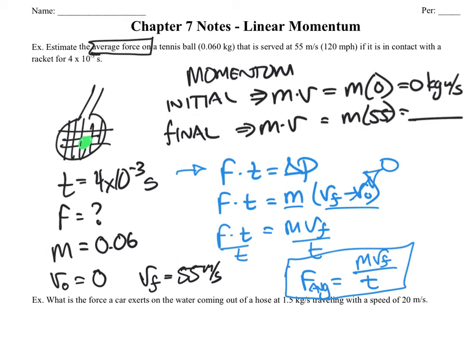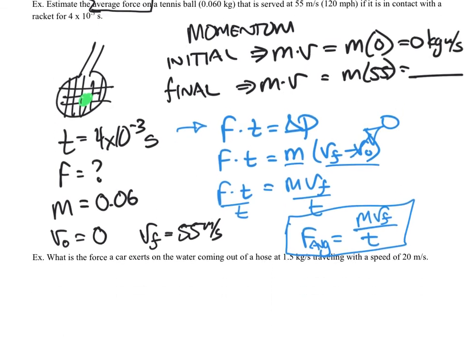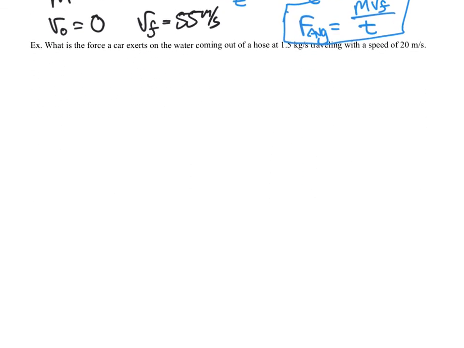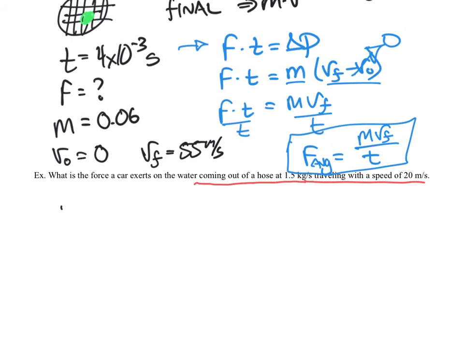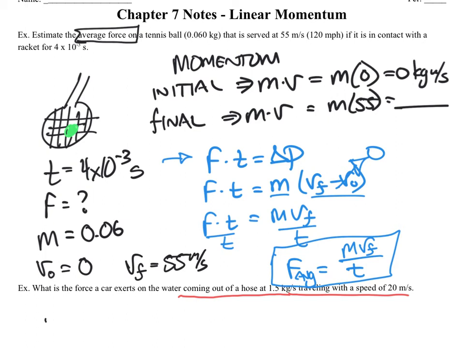Now, if we think about what's happening for a ball that's hitting the racket. Let's do one more quick example then. What is the force a car exerts on the water coming out of a hose? I don't know what this is, but we can work through it, right? So here's our, you know what? I haven't looked at this, so let's just stop with that. That will be our examples of momentum, and we'll deal with the rest another time.